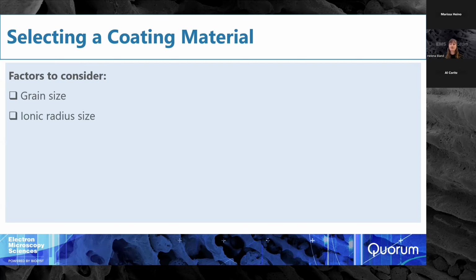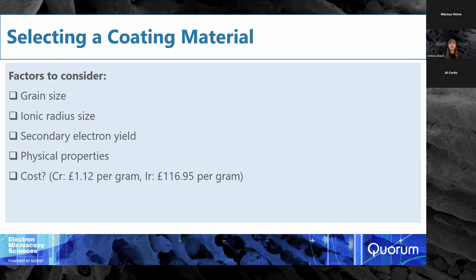Ionic radius size can impact the way that our metal forms a film, so whether they're densely packed films or finely packed films, and this can also impact how high magnification we can go to. We want to think about our secondary electron yield, so how bright our image is going to be coming off of our sample. The physical properties of the metal itself, so is it actually suitable for sputtering? Then, of course, when we think about a lab, we also have to take into consideration cost.